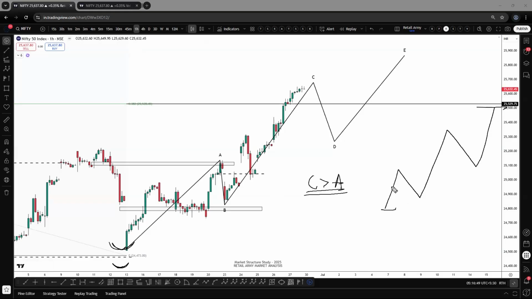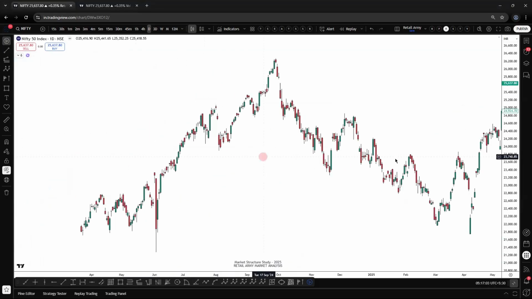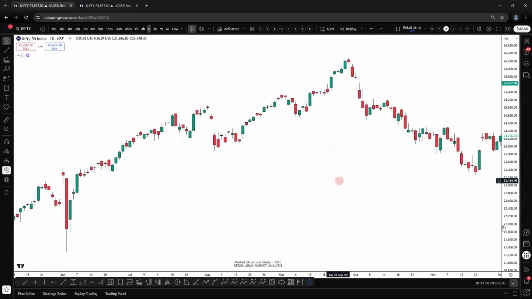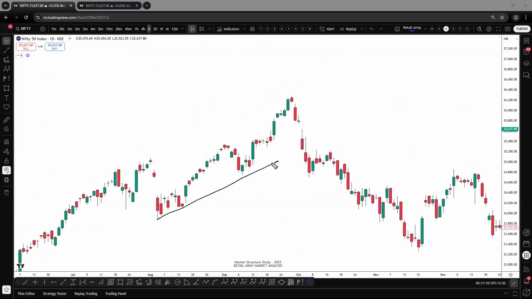So this kind of torturous move, you have seen this before. It is a major trap area for your retailers. I'll show you the same example where you have seen this just recently, not so far in history. This is the top of September. This is the exact same pattern.